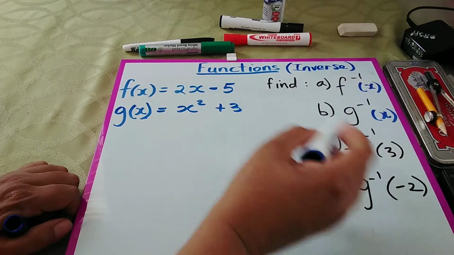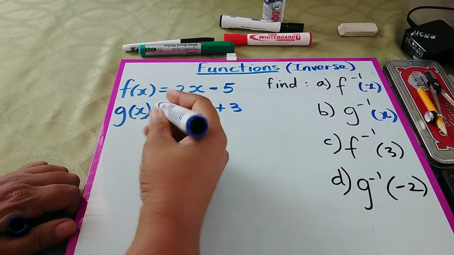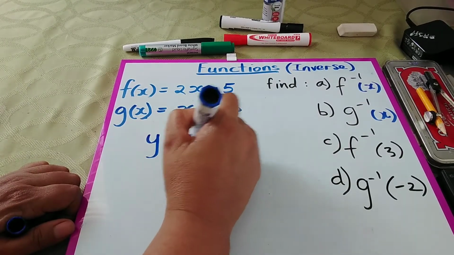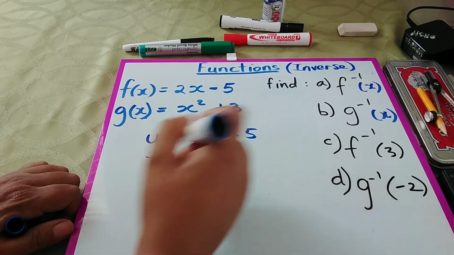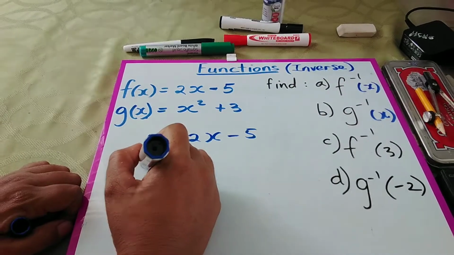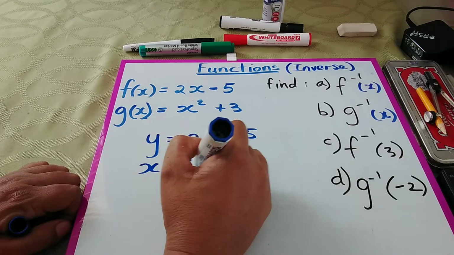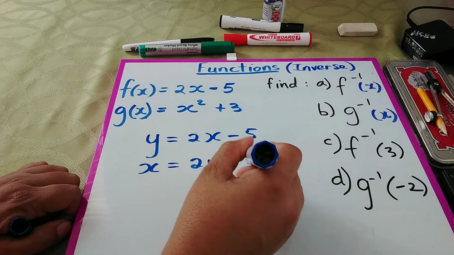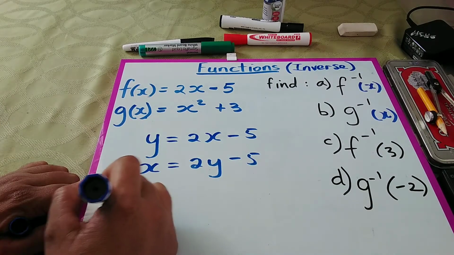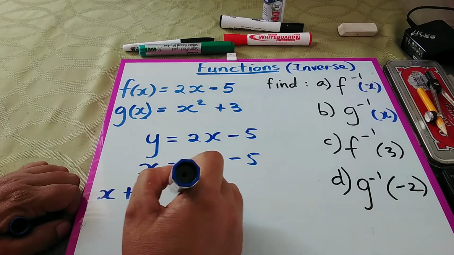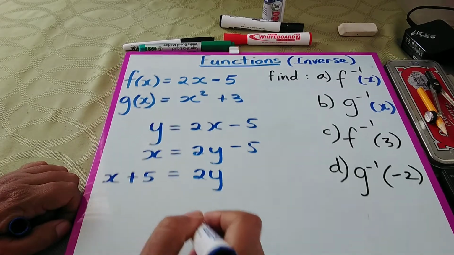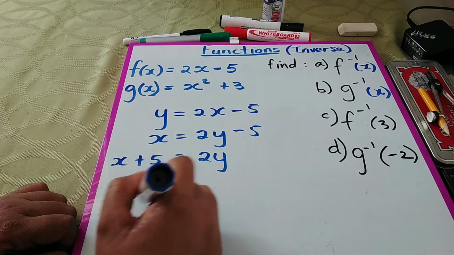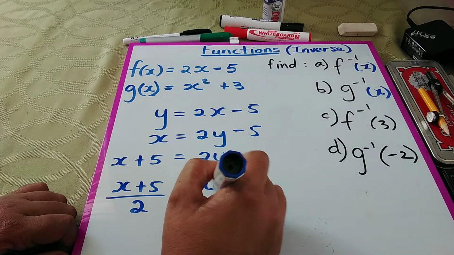So to find the inverse of f of x, we let f of x equal y, and so we say y equal 2x minus 5. Interchange x and y, we switch it around. So x equal 2y minus 5. And then we solve for y, so we first get rid of the minus 5, so it's x plus 5 equals 2y. And then we divide by 2, x plus 5 divided by 2 equals y.